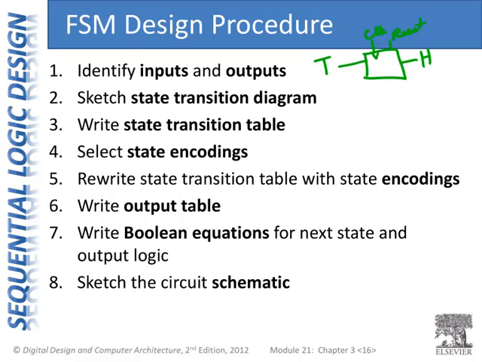Those are internal signals. So just as we did, the next step is to sketch the state transition diagram, then the state transition table, choose encodings, and rewrite the state transition table with our encodings. We also write an output table with the current state on the left and the outputs on the right. And finally, we write our Boolean equations for our next state and our output logic, given our two tables. Remember, this state transition table is also called the next state table. And finally, we build our FSM using a circuit schematic.